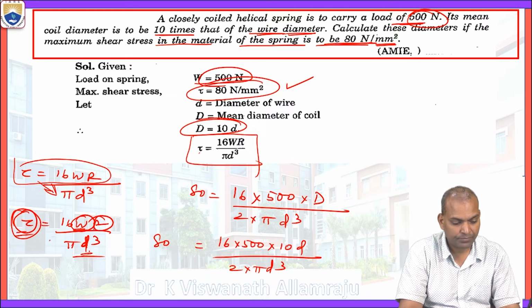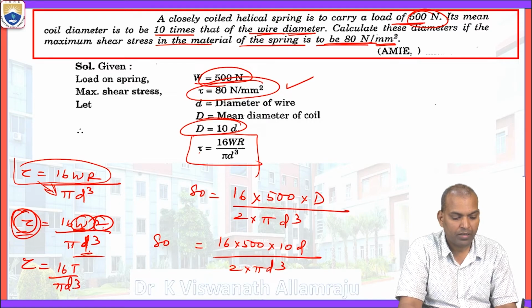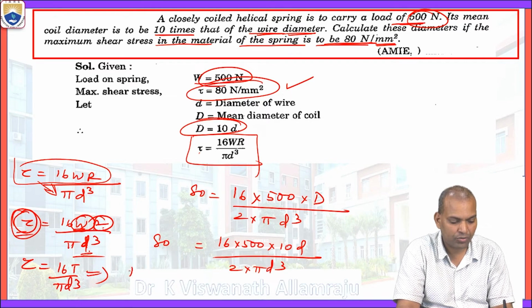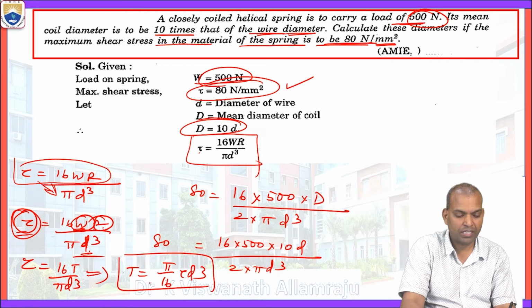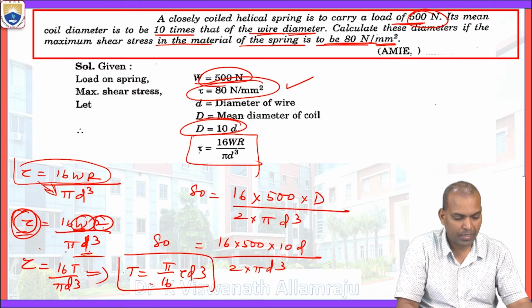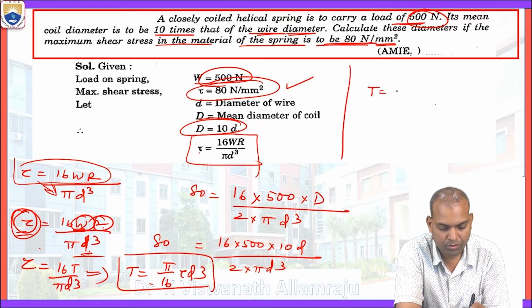Now here one more thing. Tau equal to, what is WR here? WR means torque, 16T by pi d cube. From this relation you can see how the torque comes: torque equals pi by 16 times tau d cube. We got this equation, and from this equation we got the shear stress value. If you remember, T equals tau times pi by 16 d cube, right?